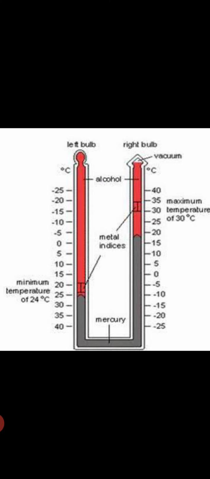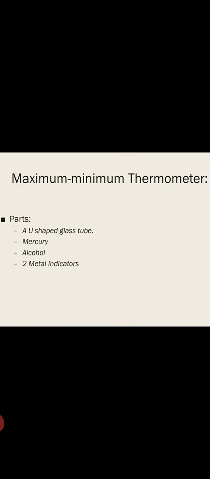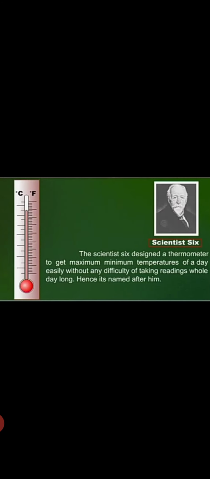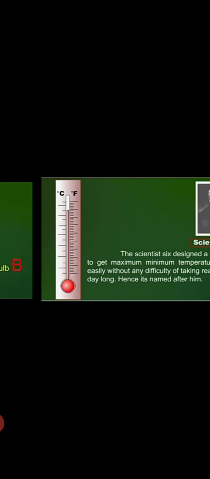We have maximum and minimum temperature readings. To the right side, the temperature will be increasing. Towards the left side, the temperature readings are decreasing. So we have it in the opposite manner. The maximum minimum thermometer has parts: a U-shaped glass tube, mercury, alcohol, and two metal indicators. The scientist designed this thermometer to get the maximum and minimum temperatures of a day easily, without the difficulty of taking readings the whole day long. Hence it's named after him.